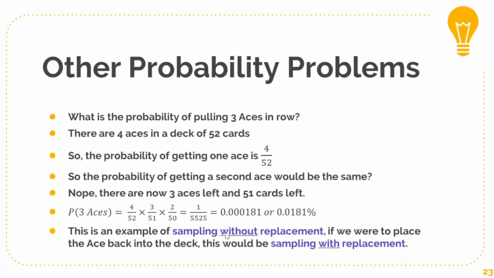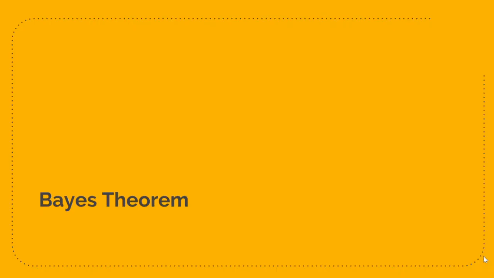This is an example of sampling without replacement. If we were to place the ace back in the deck, this would be an example of sampling with replacement. However, each time we pull out the top card, like when we get an ace, we don't put it back into the deck. So now let's talk about Bayes' theorem, which is a very important part of probability and statistics.